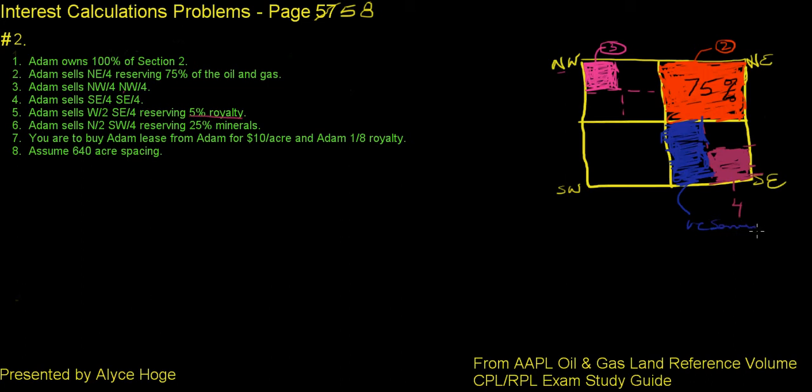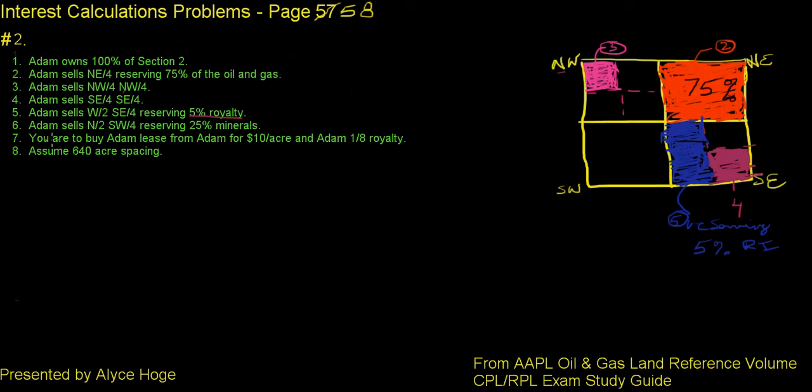And I'm just going to make a note to the side that he owns a royalty interest in here, reserving 5% royalty. Okay, so that's not going to go on the lease form because he doesn't own any minerals in that. But it is going to go when we calculate net revenue interest because he does own an interest even though it may not be a mineral interest. So we're going to put 5% royalty to the side. And that's going to be number 5.